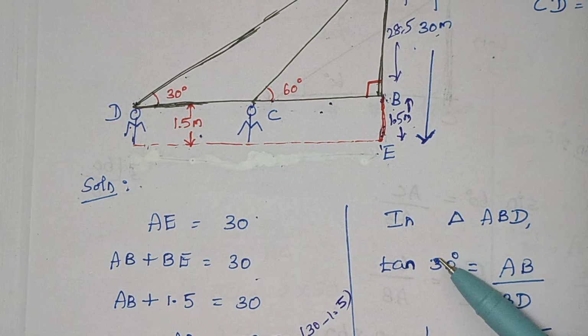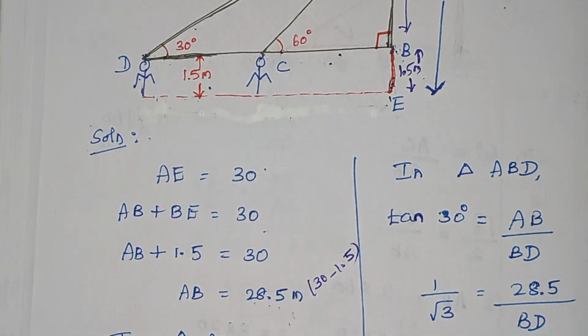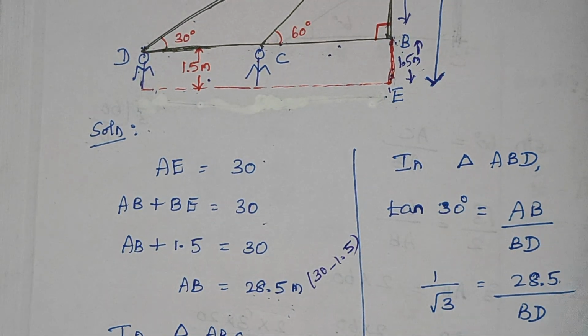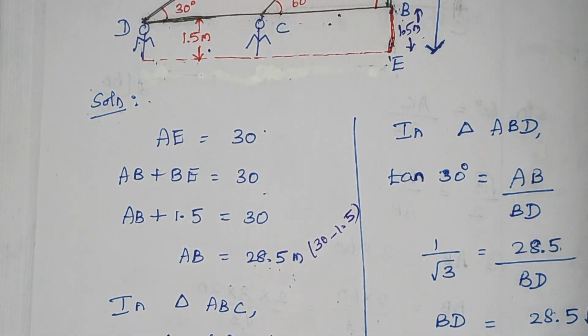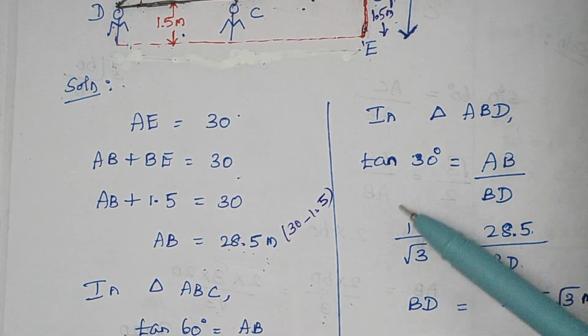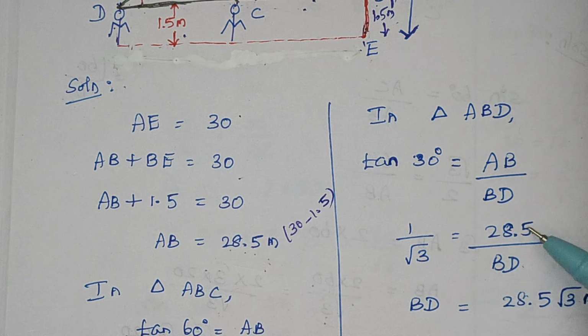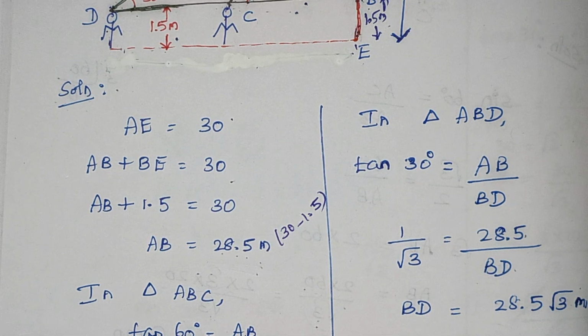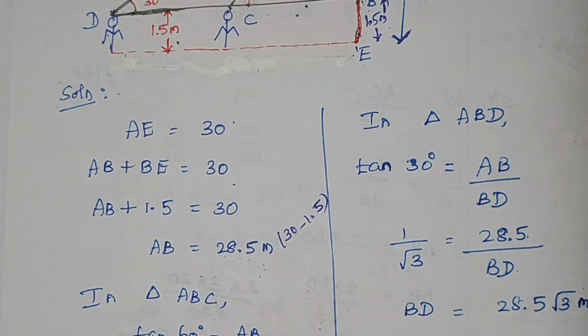The value of tan 30 is 1 by root 3, right? And here the value of AB is 28.5. So here we are calculating BD. BD is nothing but just cross multiply, right? 1 into BD here and here root 3 into 28.5. So the value of BD is 28.5 root 3 meter, right?